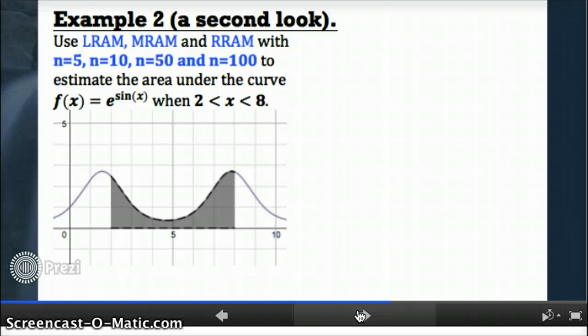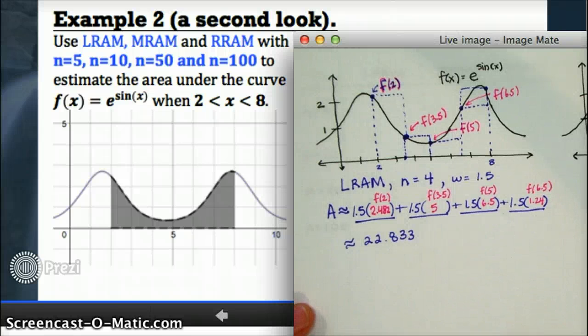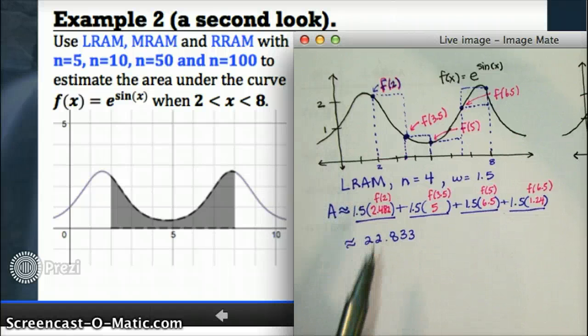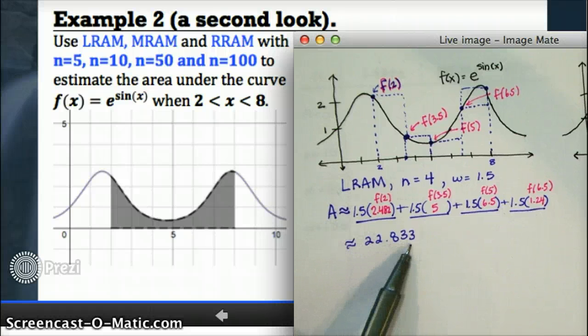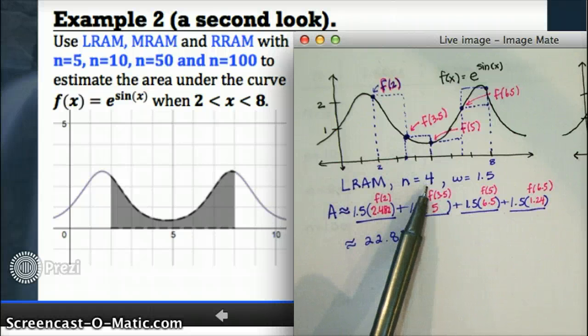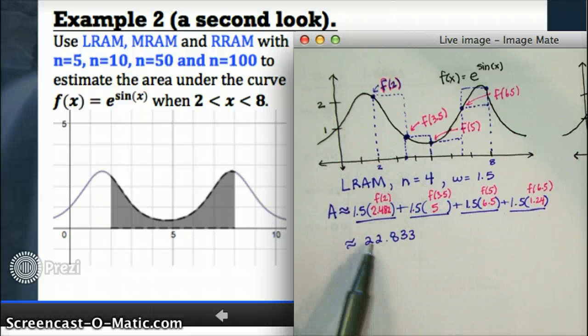So let's take another look at the problem from yesterday. If you remember, we looked at this weird function e to the sine x, and we actually computed the area under the curve using 4 intervals. And this is the work for the left-hand approximation. We did the midpoint and the right-hand in class. And we came up with an approximate area of 22.833. This was with 4 intervals. I wonder how much the area would change if we used 5 intervals, or 10, or 50, or 100.